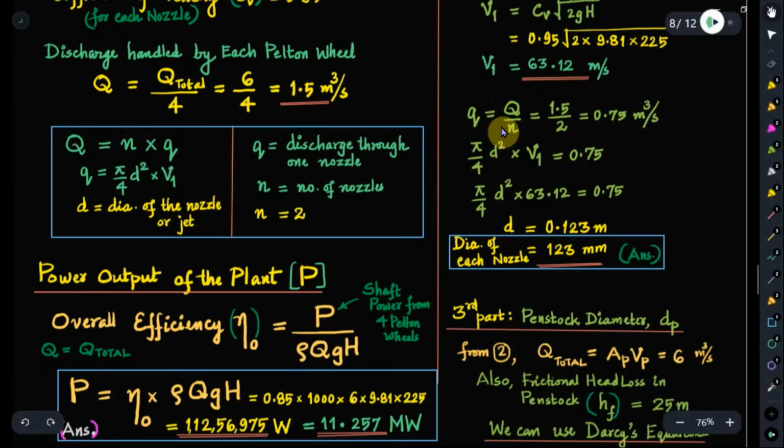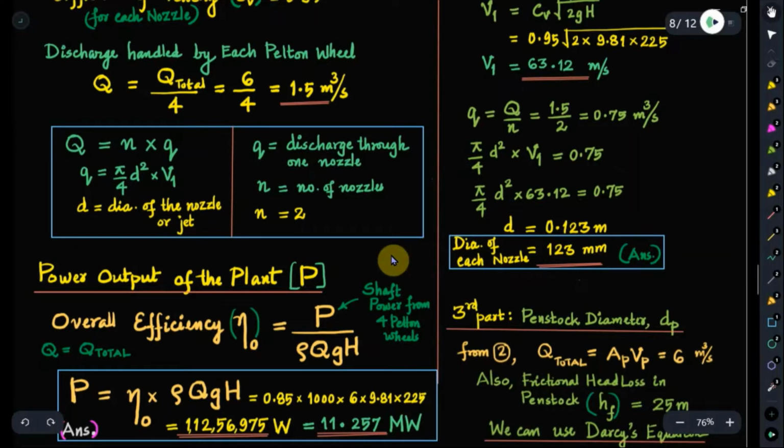Now pi by 4 d square, the area of cross section of the jet or the nozzle, multiplied by the actual velocity of the jet is equal to the discharge through the single jet. So pi by 4 d square into V1 is equal to 0.75, where V1 is 63.12 meter per second. So if you substitute that, then you will get the diameter. The diameter of each nozzle you can find out as 0.123 meters. That means 123 millimeters. Please verify these numerical calculations.